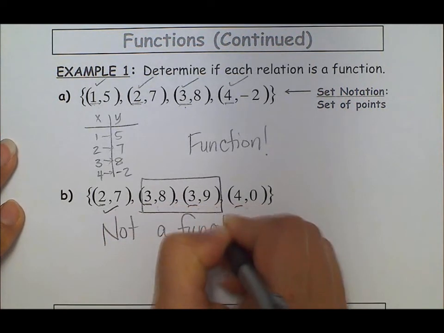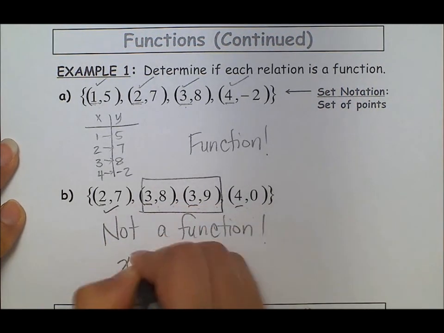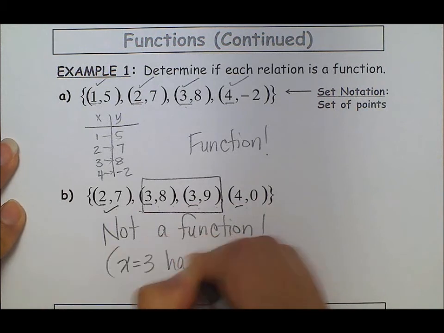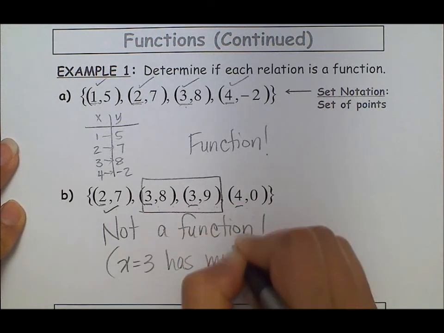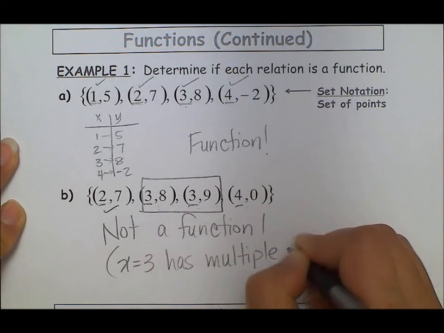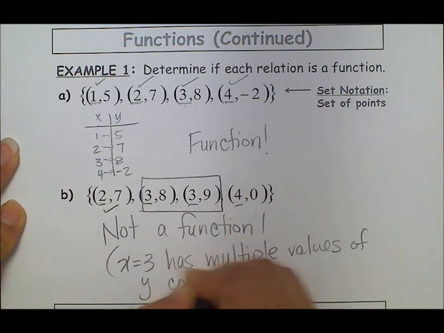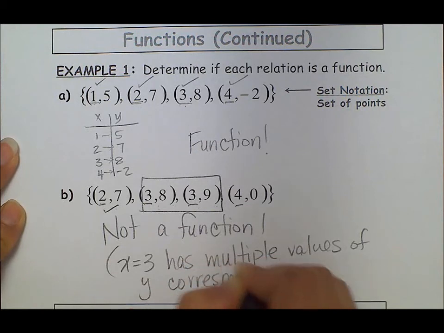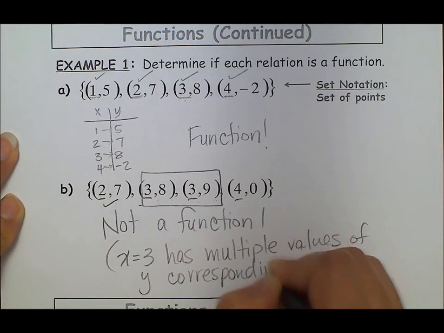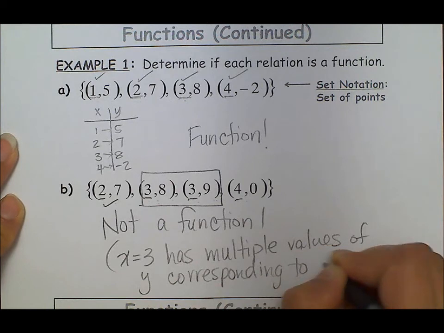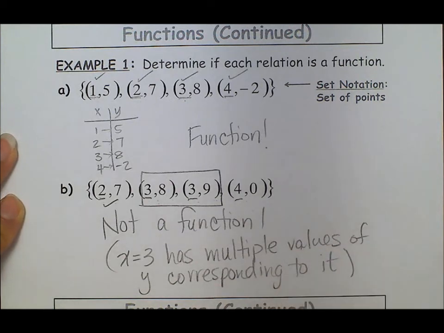And that's because x equals 3 has multiple values of y corresponding to it. Okay, so we have y equals 8 and we have y equals 9.